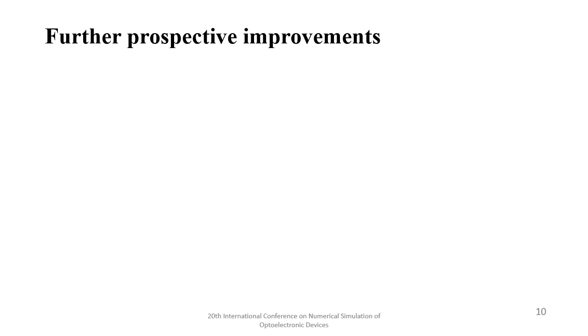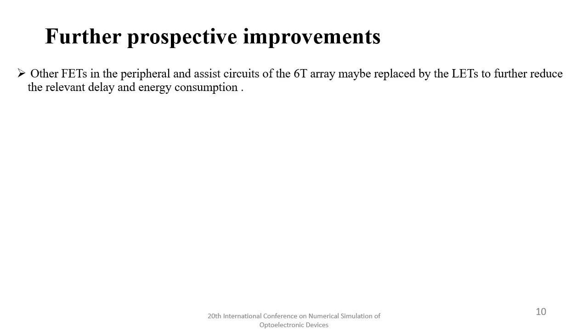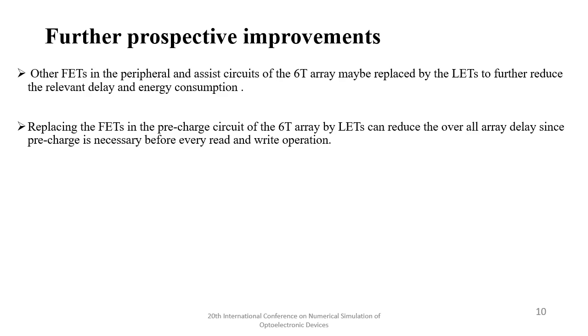For some further prospective improvements, other than replacing the access field effect transistors with LETs, there may be a chance to replace some other electronic switches in the peripheral and assist circuits with LETs. Also, there can be a chance to replace the FETs in the pre-charge circuit of the 6 transistor array by LETs, which will reduce the overall delay since the pre-charge operation is mandatory before each read and write operation.